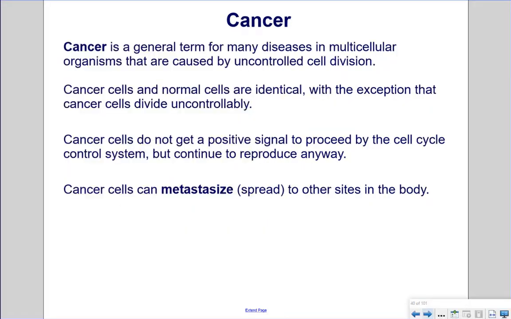Cancer is a general term for many diseases in multicellular organisms that are caused by uncontrolled cell division. Cancer cells and normal cells are identical, with the exception that cancer cells divide uncontrollably. Cancer cells do not get a positive signal to proceed by the cell cycle control system, but continue to reproduce anyway. Cancer cells can metastasize, or spread, to other sites in the body.